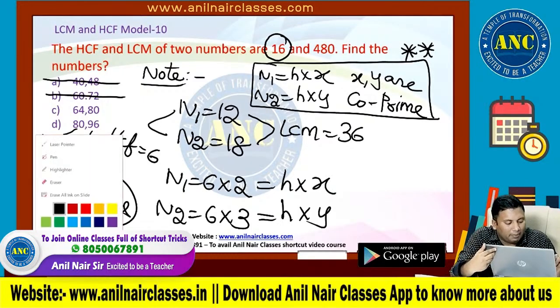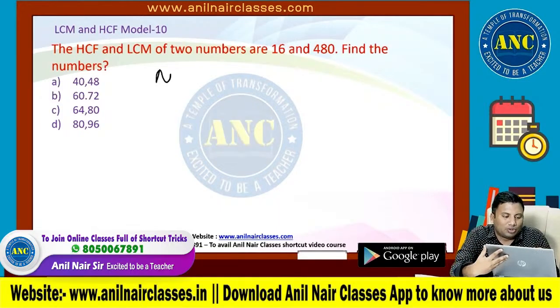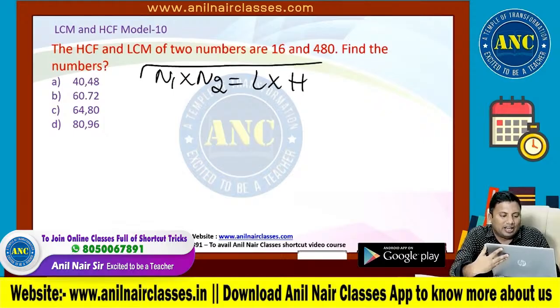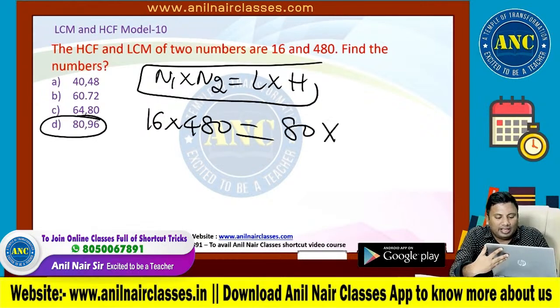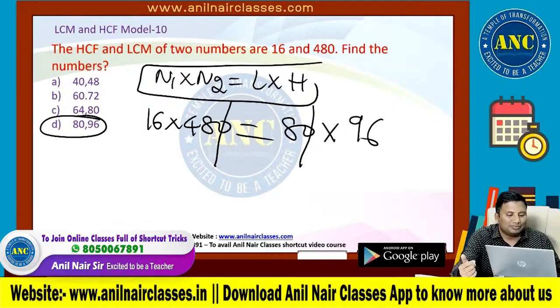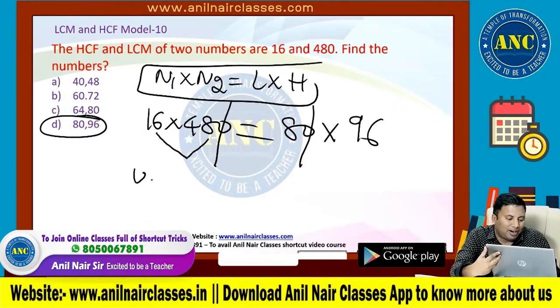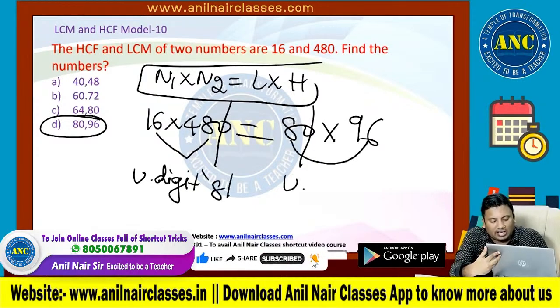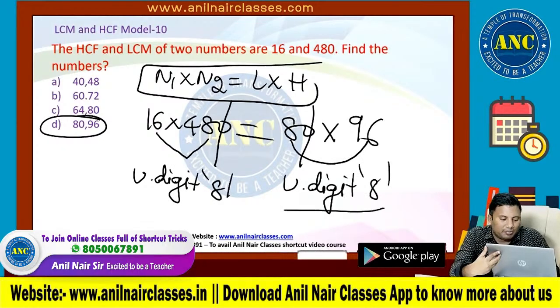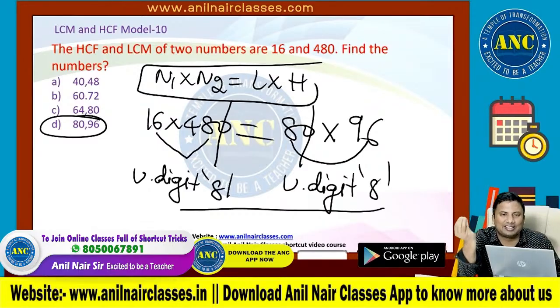Very important key point: N1 into N2 is LCM into HCF. 16 into 480 is, if I pick the fourth option, 80 into 96. Can't I eliminate this 0? What is 6 8s? 48, unit digit 8. It is matching. Simple thing of cancelling zeros also.